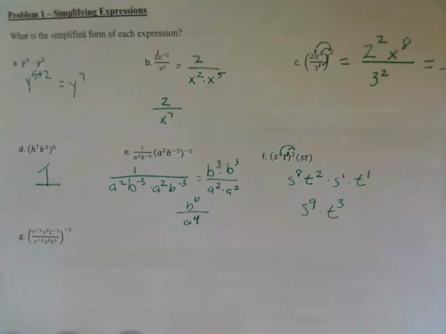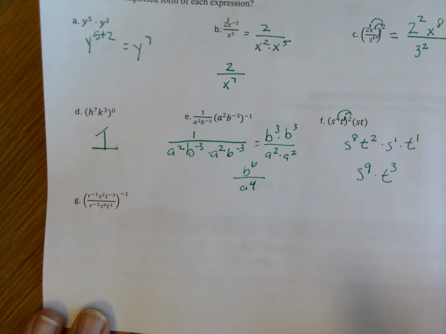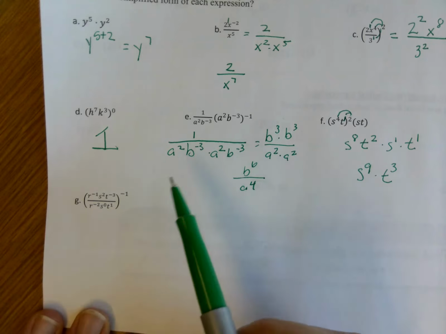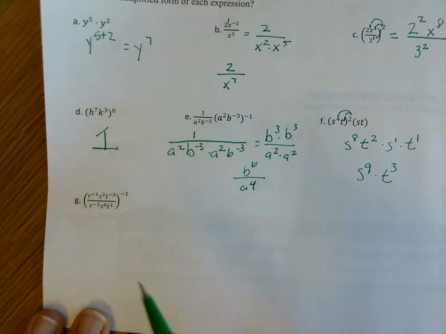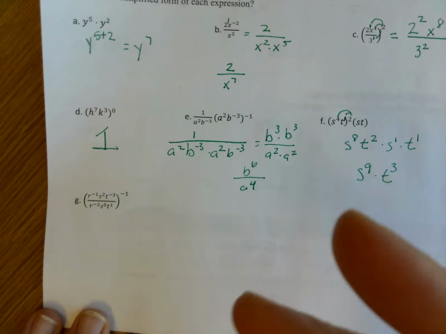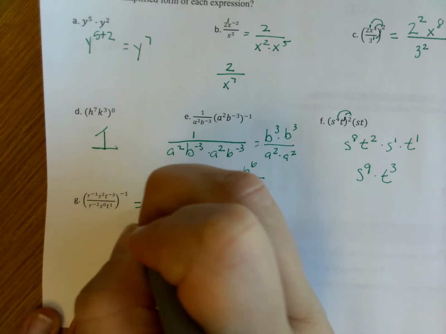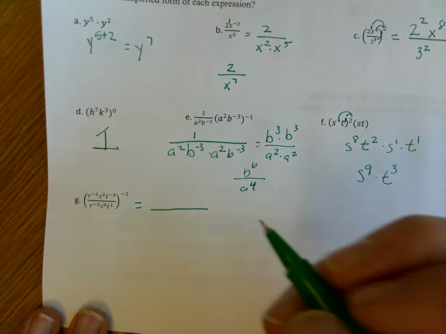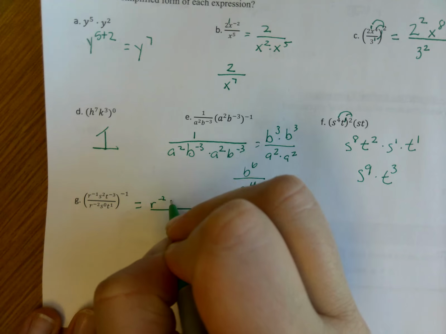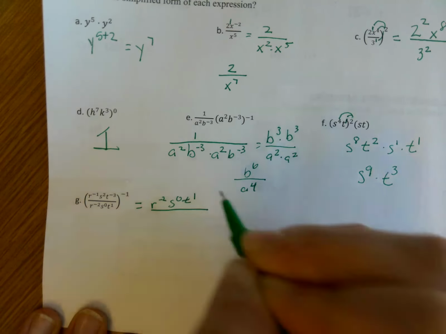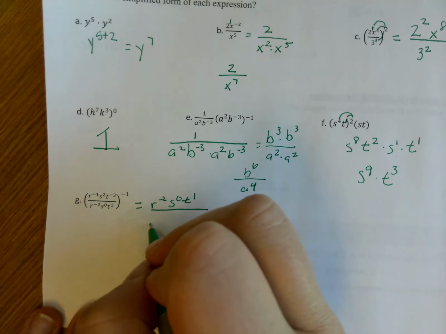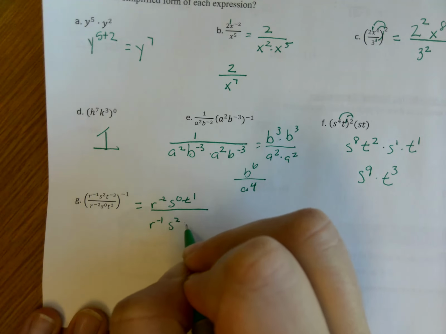And last but not least, this one looks intense. But again, this negative exponent, just like how this negative exponent, it flips. It makes the fraction flip. So I'm just going to get rid of that negative exponent. Everything on bottom, I'm going to move to the top. Everything on top, I'm going to move to the bottom.